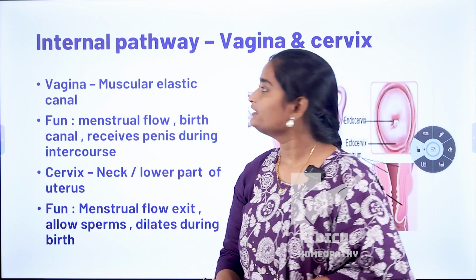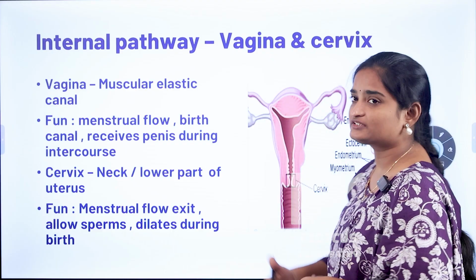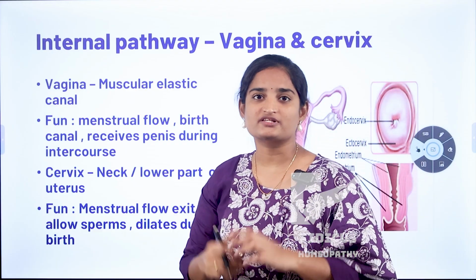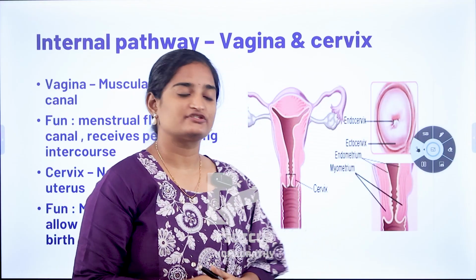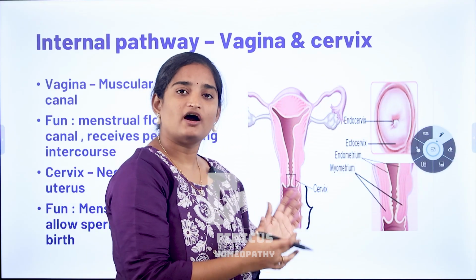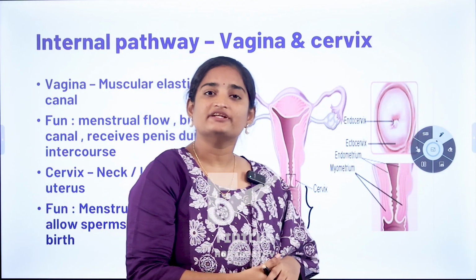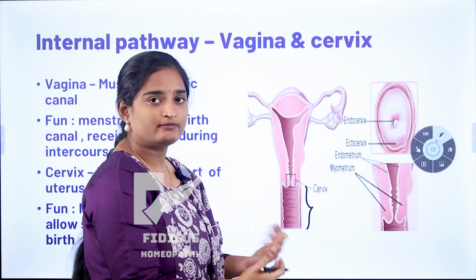Now coming to the internal pathway. In the internal pathway, we discuss the vagina and cervix. The vagina is nothing but a hollow muscular organ. This is the connection between the external part and the internal part of the female reproductive system. This part is called the vagina. The vagina is a dynamic organ. Why is it called a dynamic organ? Because it has the property of contraction and dilatation.